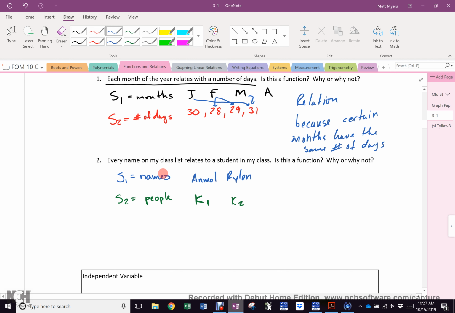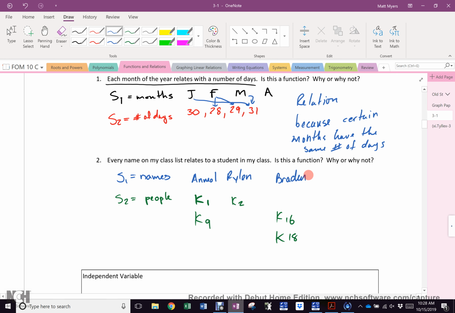Now, when does this screw up? With our names, Braden's and Anmal's. Because kid 1, 2, 3, 4, 5, 6, 7, 8, 9, isn't Anmal also the name of kid 9? And 9, 10, 11, 12, 13, 14, 15, 16, isn't kid 16, 17, 18, and kid 18, both Braden? So, is this a relation or a function? A relation.